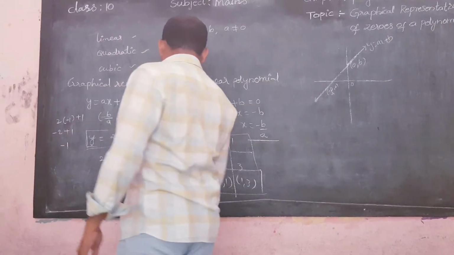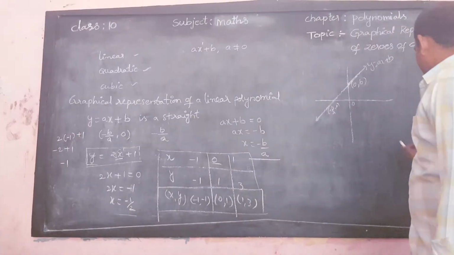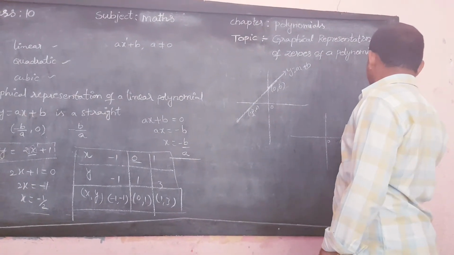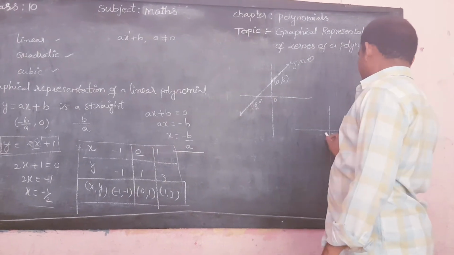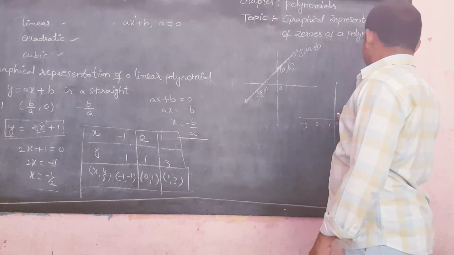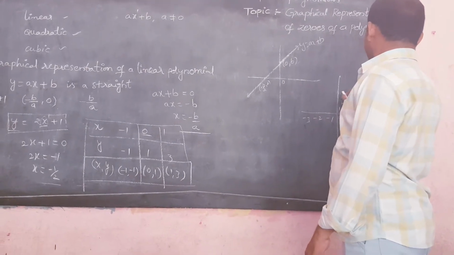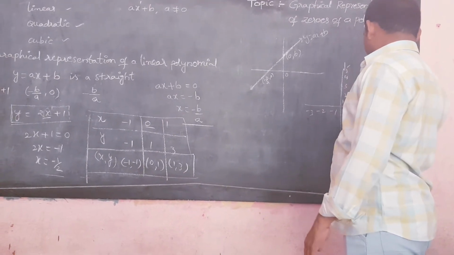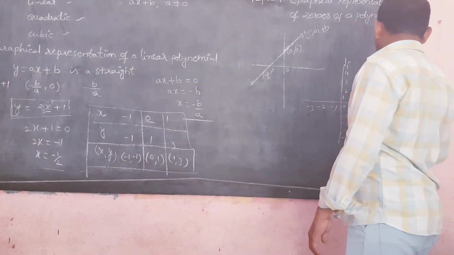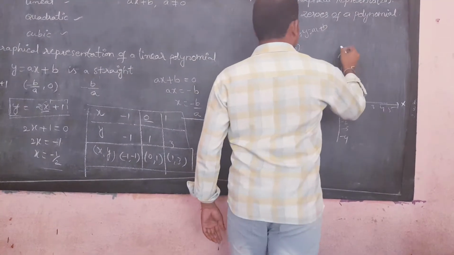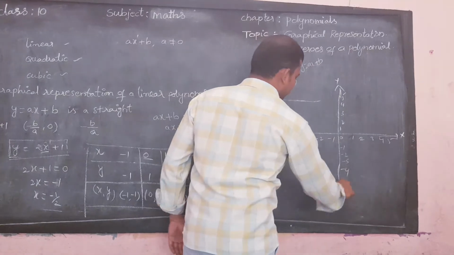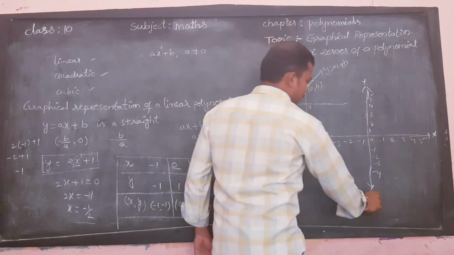With these points we draw the graph. Mark 0, 1, 2, 3, 4, 5 and minus 1, minus 2, minus 3 on the axes. This is called the x-axis, the horizontal one, and y is vertical: x dash, y dash.